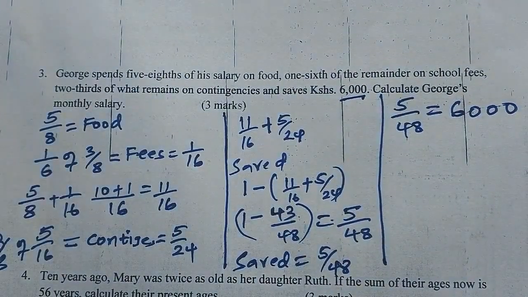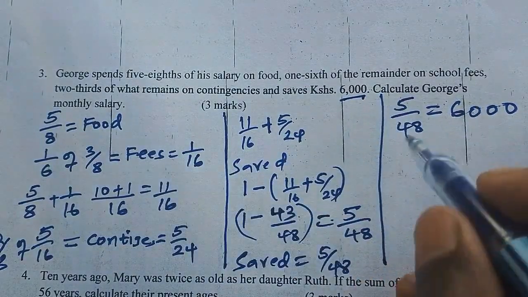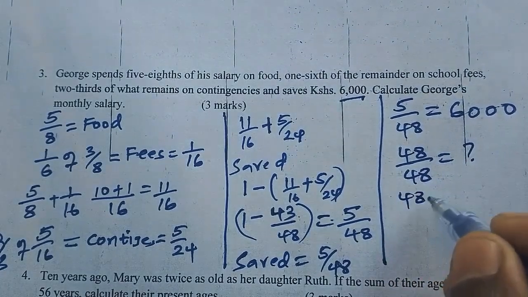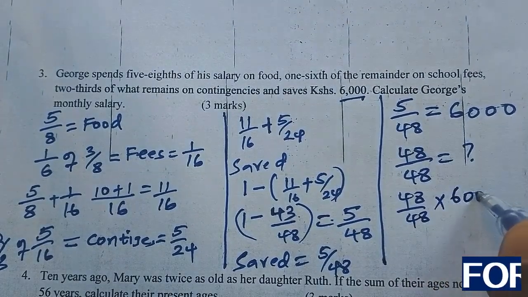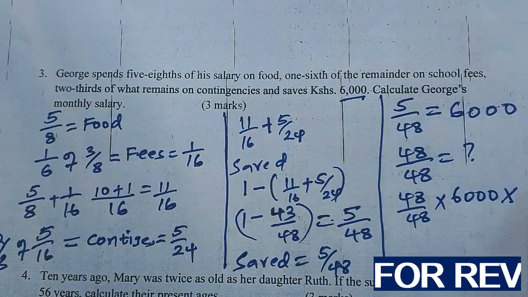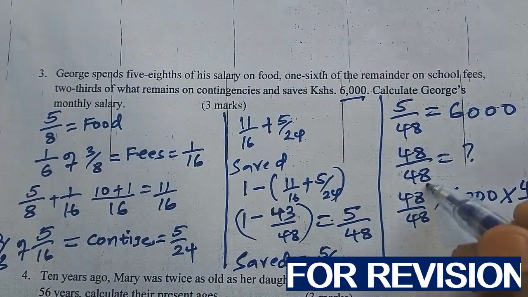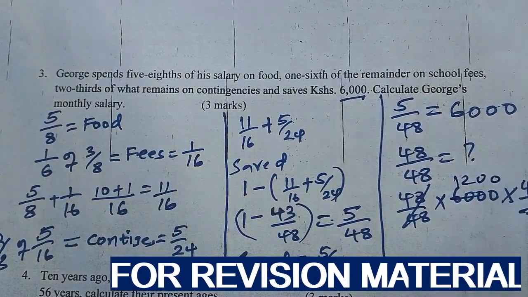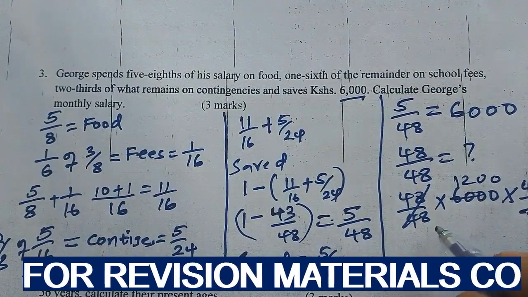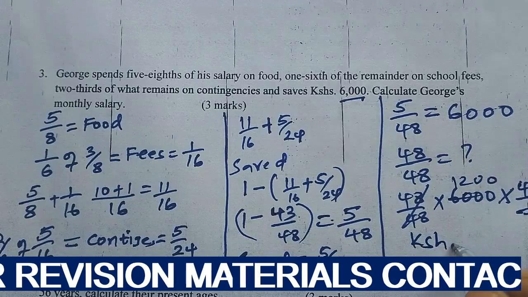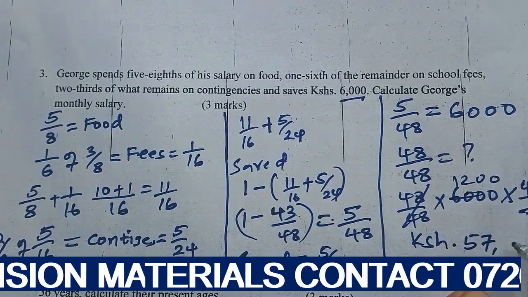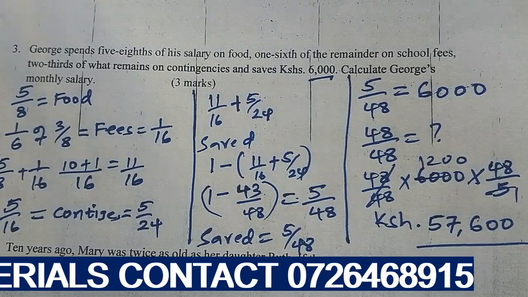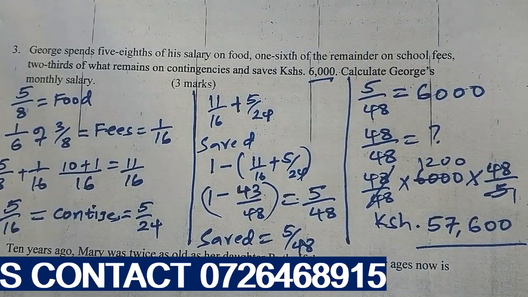So what was the monthly salary? Monthly salary is 48 over 48, which is the same as 1, will be 48 over 48 times 6,000, then times the reciprocal of this, which is 48 over 5. This is 1. So this goes here, 1. This is 1200. So you multiply this times that, you get Kenya shillings 57,600. That is the total amount of money that George had as the monthly salary.